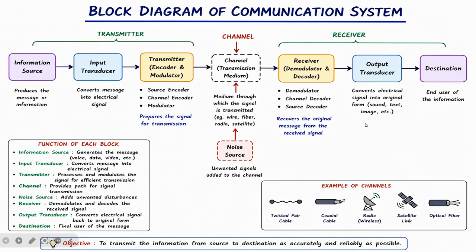Next comes the output transducer. This block will convert the electrical signal back into the physical form. That is, the input transducer has converted the message into the electrical signal, so this will perform the reverse operation. It will convert the electrical signal into the original form, like sound, text, image, etc. For example, a speaker will convert the electrical signal into sound. There it will act as an output transducer, so now we can hear the message.